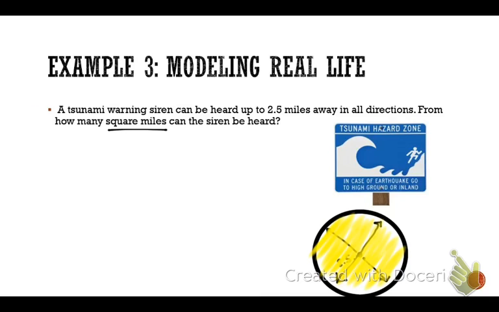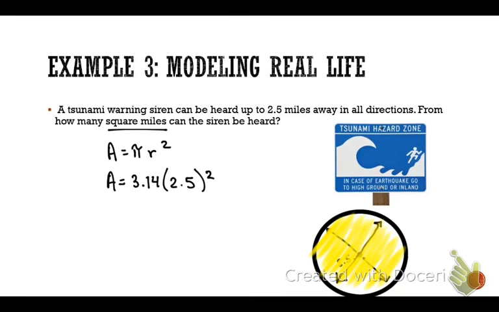All right. So area equals pi r squared. Okay. Area equals, will I use the decimal version of pi or will I use the fraction version of pi? What do you guys think? Decimal. 2.5 is not divisible by 7. So 3.14 times 2.5 squared.